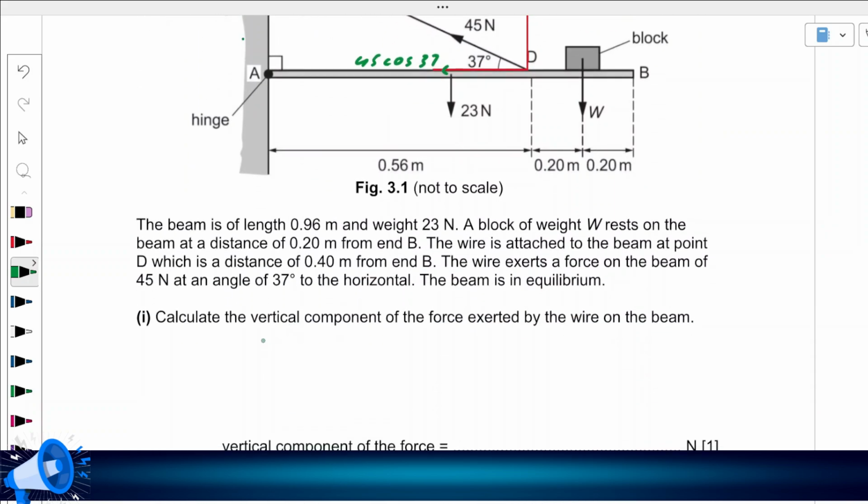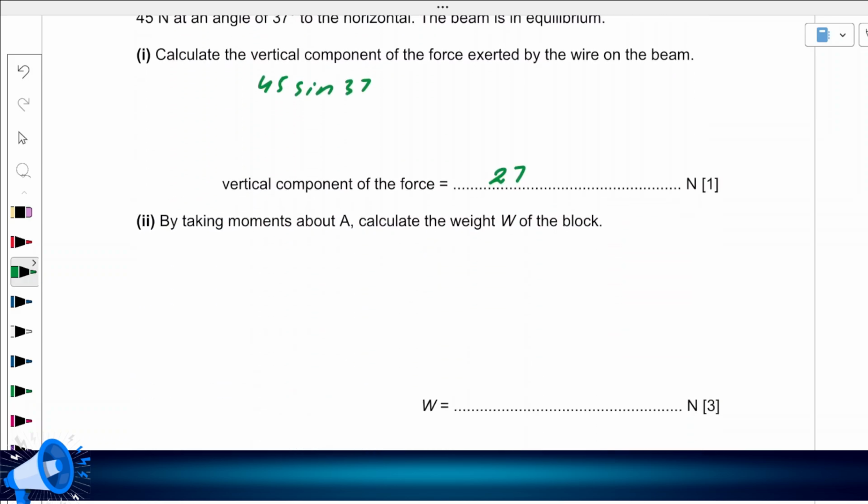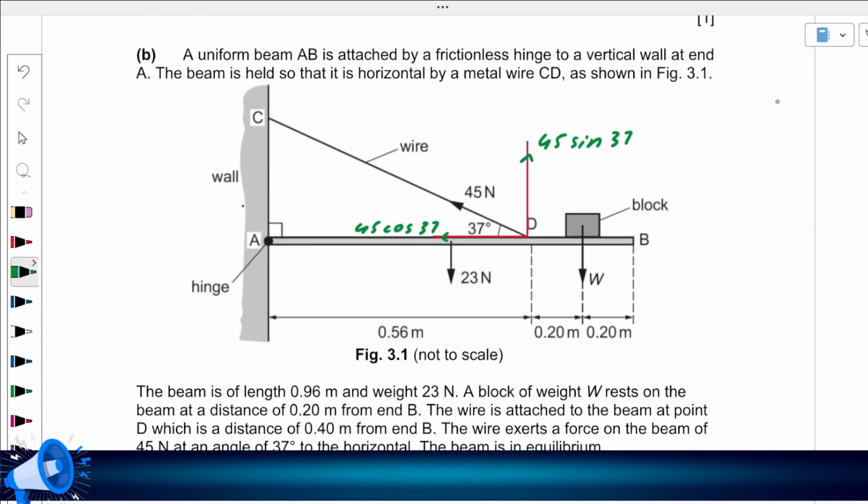Okay, so calculate the vertical component of tension: 45 times sine 37. It would be 27 into SF, would be 27. By taking the moments about A, calculate the weight of the block. So the weight of the block needs to be found out. So we need the vertical forces, for which we have the perpendicular distance from the pivot. This force won't be used because it passes through the pivot. So the perpendicular distance from the pivot would be 0.